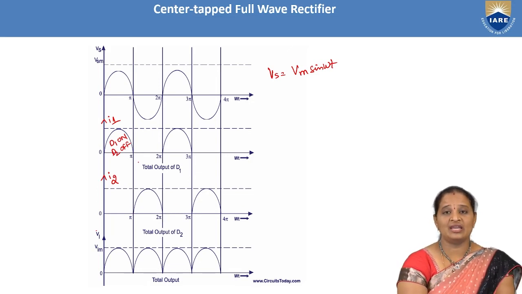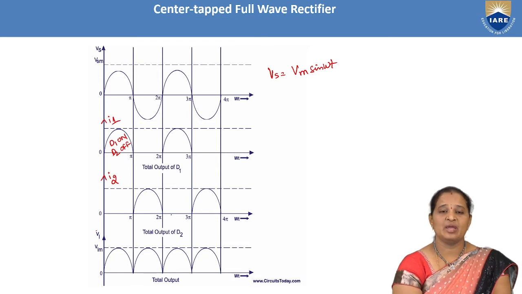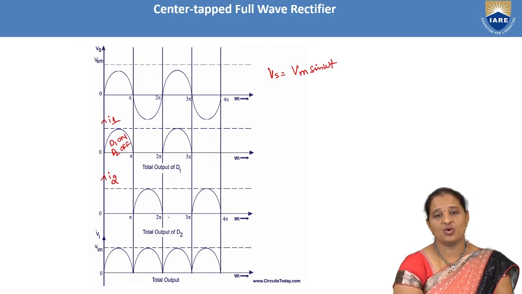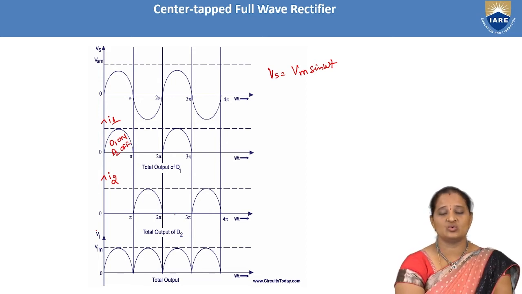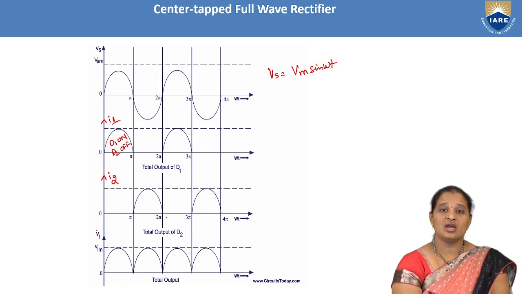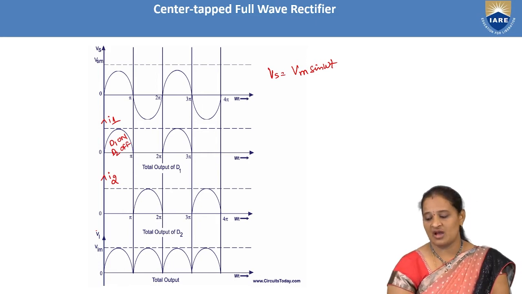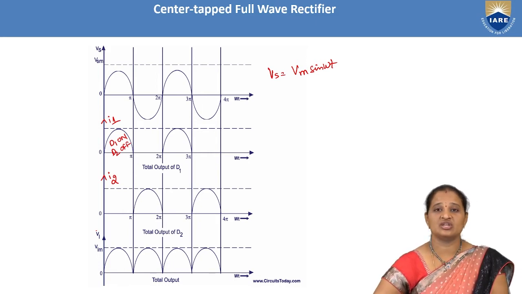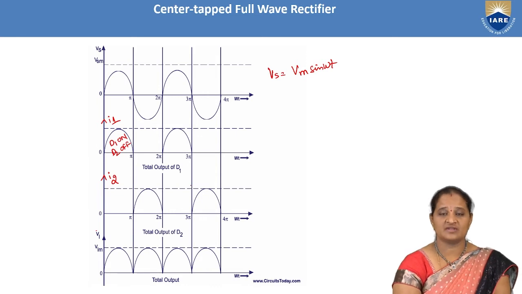The polarities of I1 and I2 are the same because I1 and I2 flow in the same direction through the load resistor RL, and hence those two are considered to be positive half cycles.